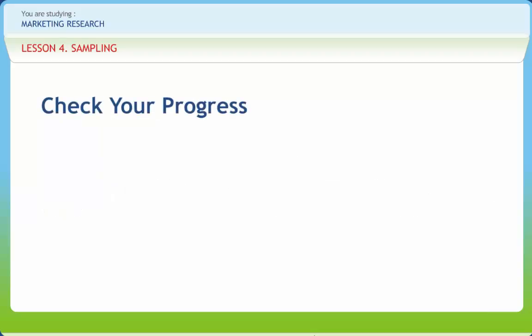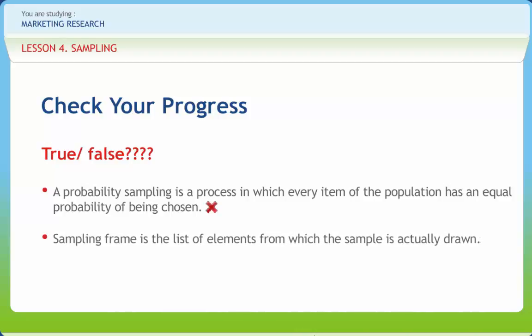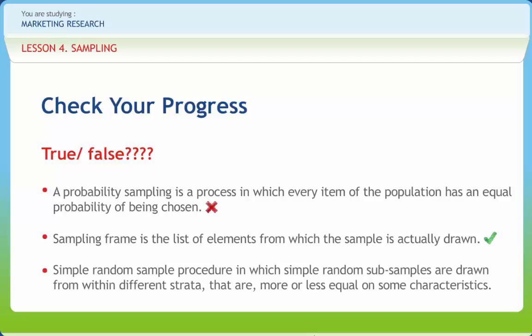Now let's see how much you have learned till now. State whether the following statements are true or false. A probability sampling is a process in which every item of the population has an equal probability of being chosen. False. Sampling frame is the list of elements from which the sample is actually drawn. True. Simple random sample procedure in which simple random sub-samples are drawn from within different strata that are more or less equal on some characteristic. False.